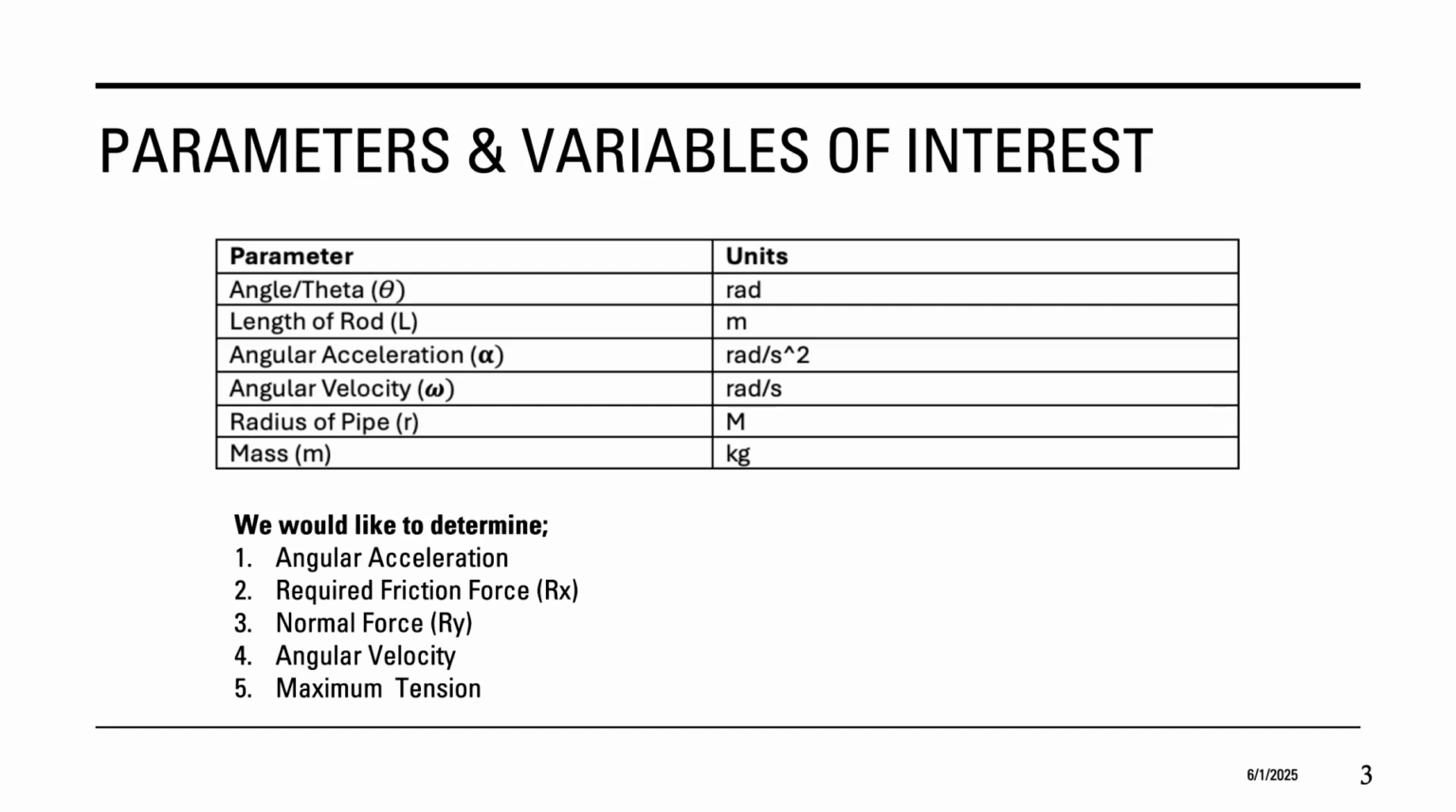This is a list of the relevant parameters that we'll be taking into consideration when we are solving for our variables of interest. So we have our angle, length, angular acceleration, angular velocity, radius of pipe, and the mass.